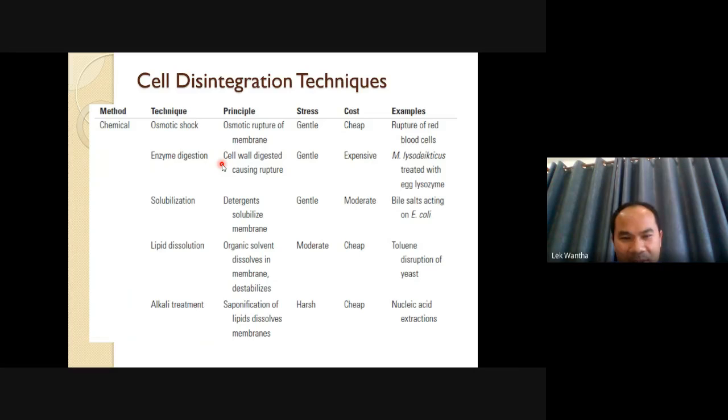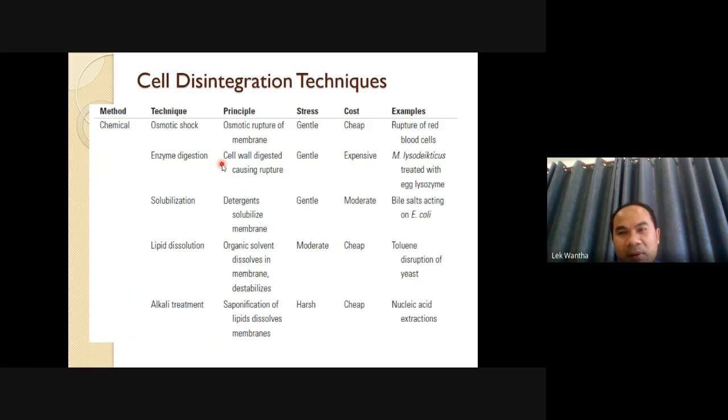And the next technique, we can destroy the lipid by alkaline. We use the alkaline to destroy the lipid membrane also. For this case, the condition is high. It's quite alkaline and organic solvent. Maybe it destroys some protein or some product inside, but the cost is low. That's right, it's cheaper. For example, we would like to extract the nucleic acid. Okay, this is the 5 examples of cell disruption by chemical technique.